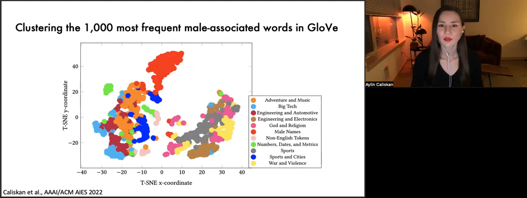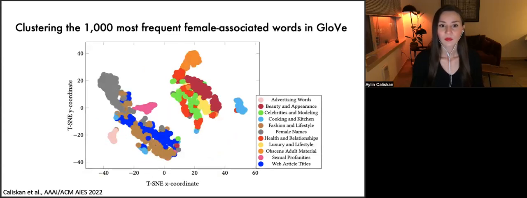But how do machines perceive the two fundamental groups of men and women? We take the 1,000 most frequent male-associated words and cluster them into male-associated concepts, which are adventure, big tech, engineering, cars, electronics, God and religion, scientific metrics, sports, war, and violence. And for women, the 1,000 most frequent female-associated words cluster into concepts such as advertising, beauty and appearance, modeling, cooking and the kitchen, fashion and lifestyle, relationships, obscene adult material, and sexual profanities.